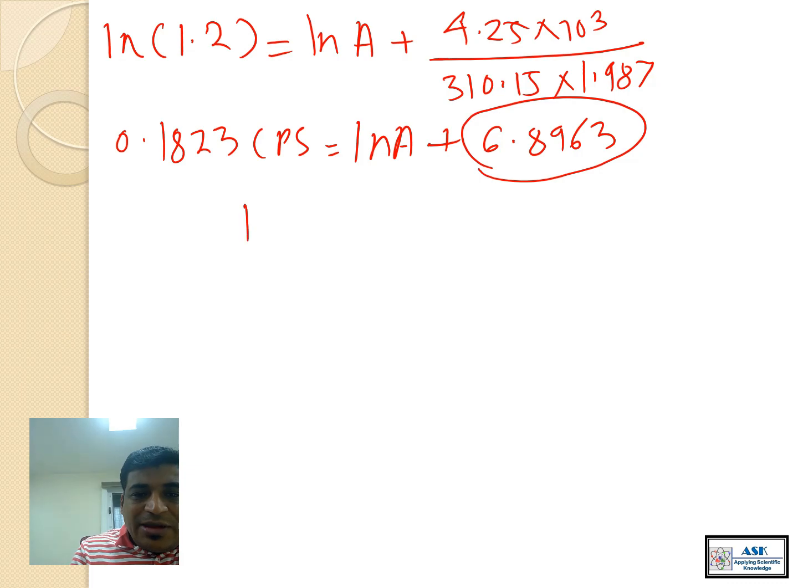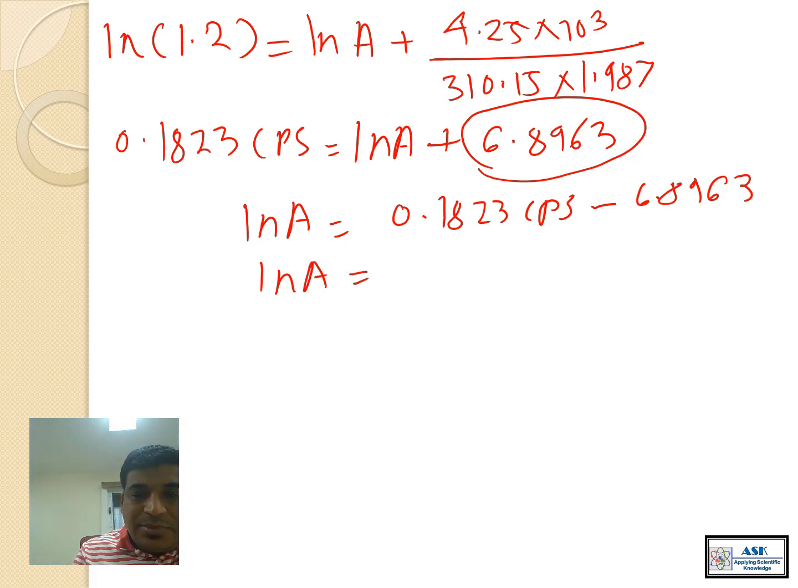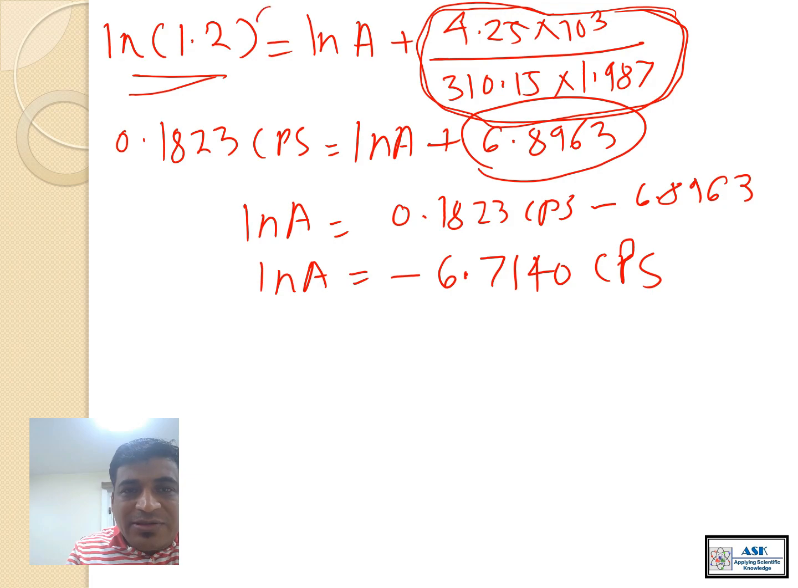And then ln A is equal to 0.1823 CPS minus 6.8963. So what is ln A? It will be minus 6.7140 CPS. Please remember, this part becomes unitless and the only unit that remains is from this, CPS, that's from viscosity.